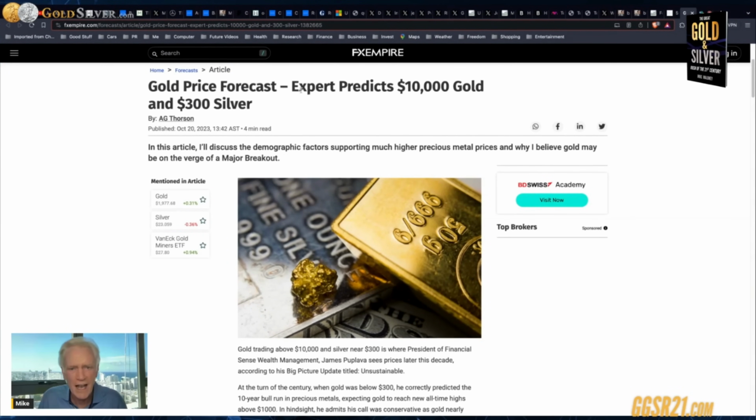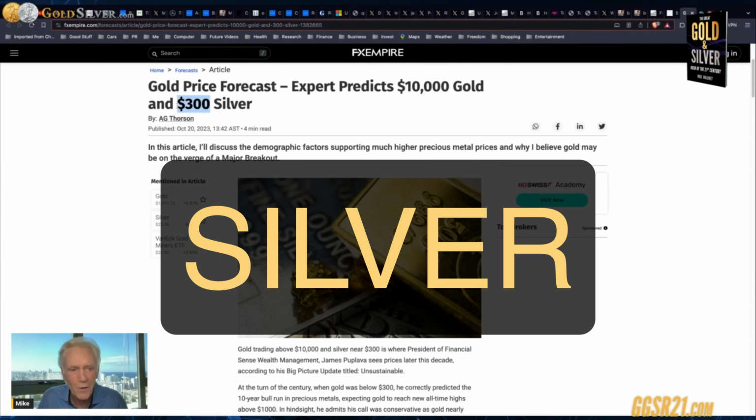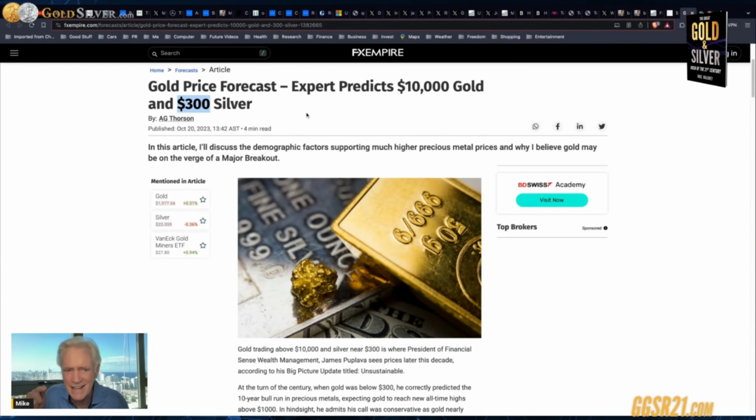Gold price forecast: experts predict $10,000 gold and $300 silver. Well, a quick look at that. Right now we've got close to $2,000 gold, so this is going to go up by a factor of 5. But currently we have less than $24 silver, so according to these experts, silver should rise by a factor of more than 12.